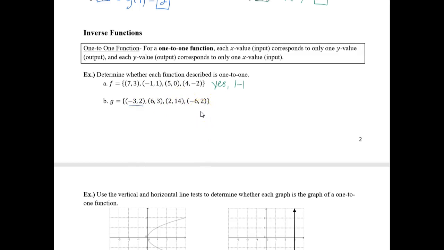So here I have two distinct inputs, meaning -3 goes to 2 and -6 goes to 2, the same output. So that output has two different inputs that correspond to it. This is not one-to-one. It is a function, but it's not one-to-one.